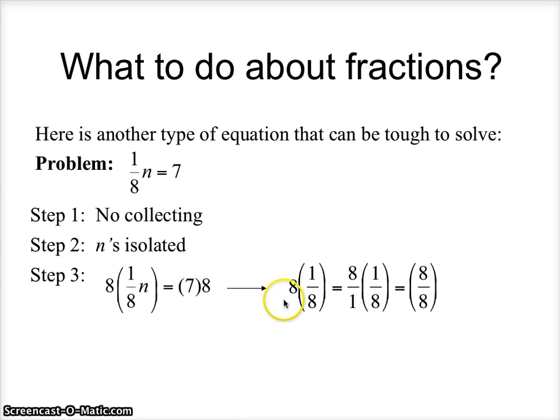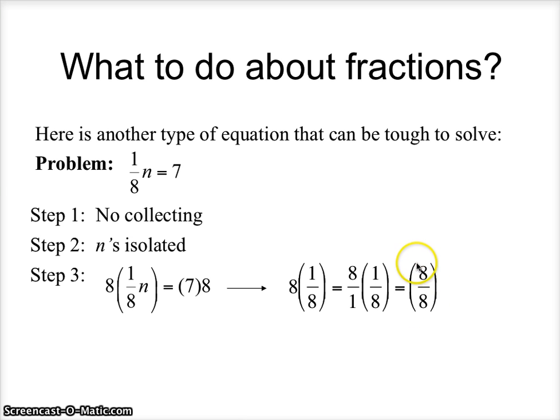Here's why this works. Here's my 1/8, right? If I have 1/8 and I multiply it by 8, if I do 8 times 1/8, that's the same thing as 8 over 1 times 1 over 8, because 8 can be turned into 8 over 1. That's just 8 wholes. And when I multiply fractions, we actually just multiply straight across. So 8 times 1 is 8, and 1 times 8 is 8, and that gives me 8/8.